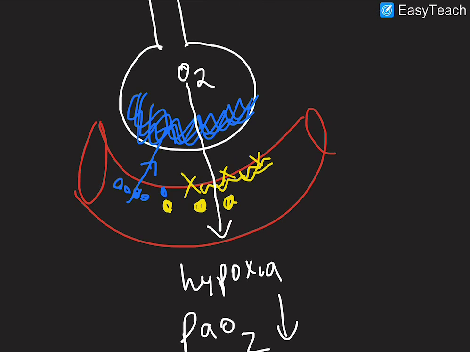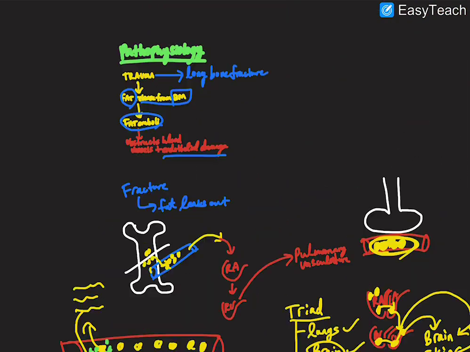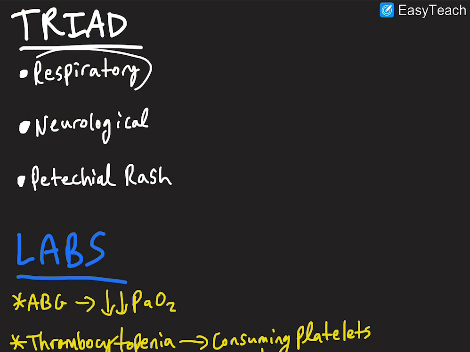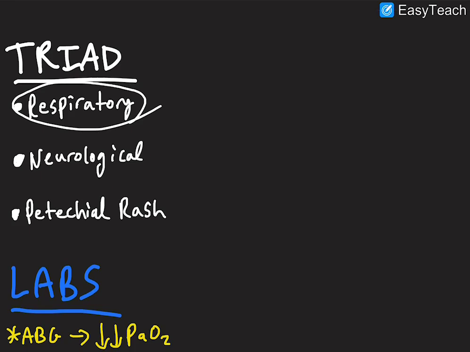But let's talk about the triad more: respiratory symptoms, neurological symptoms, and skin symptoms. We already discussed this part, so let's talk about the triad. Respiratory symptoms: if we get fat globules that lodge in the blood vessels of our pulmonary vasculature, like our pulmonary capillaries, for example, then we can get respiratory symptoms, basically pulmonary embolism symptoms. So if you get these fat emboli in your pulmonary vasculature, your pulmonary capillaries, then of course you can get respiratory distress.